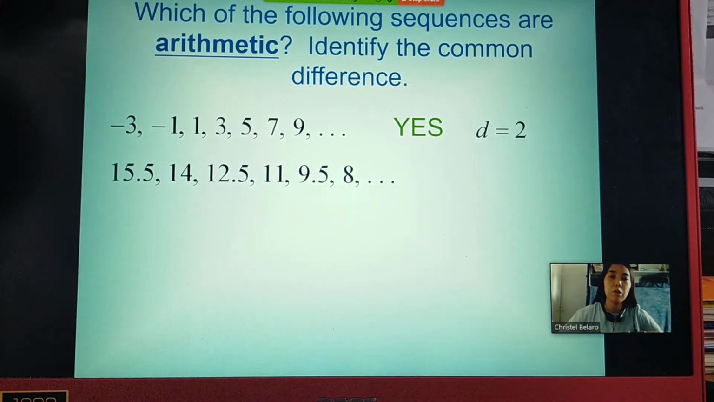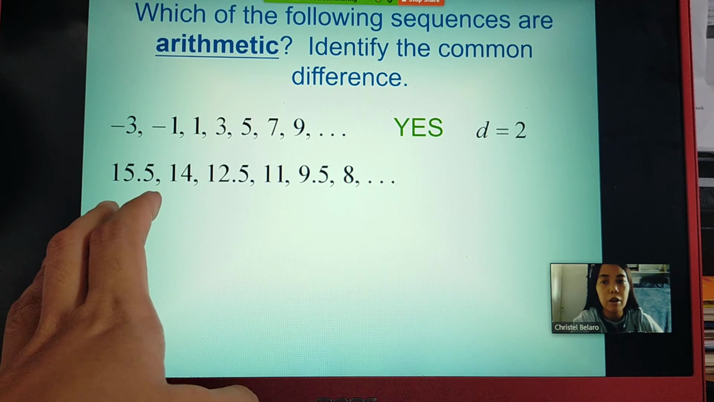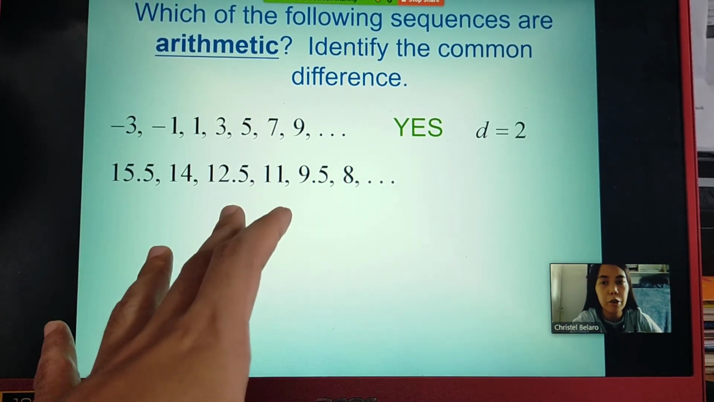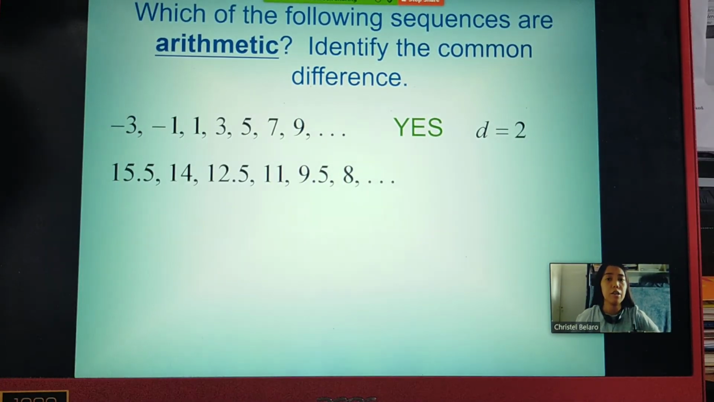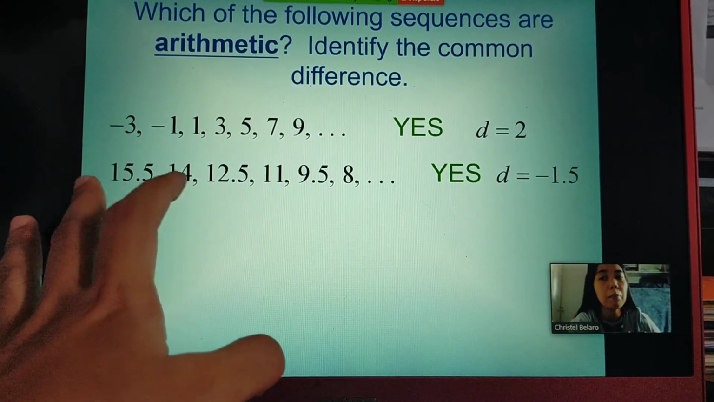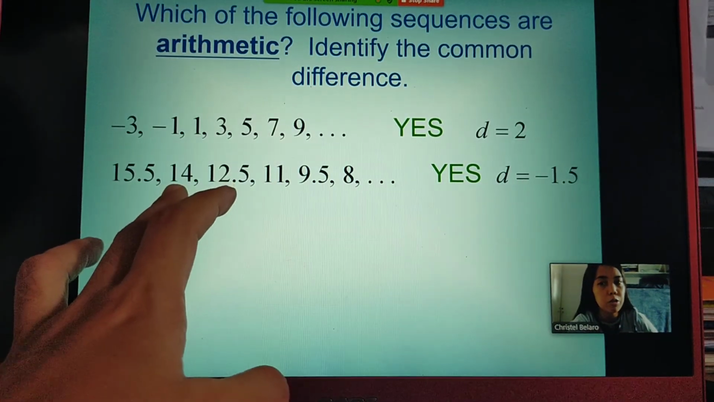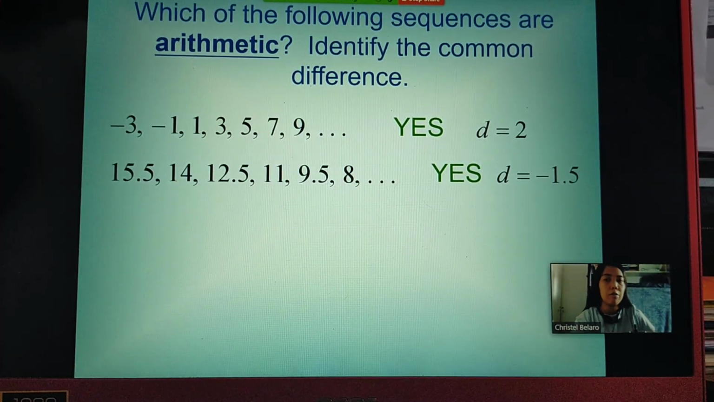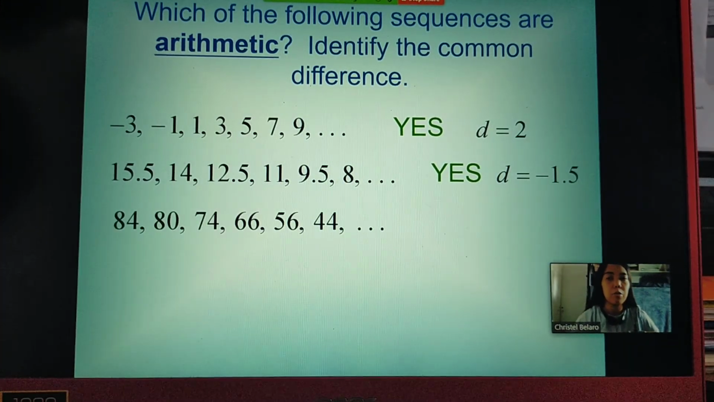Next, how about number 2? Yes. 14 minus 15.5. What is the answer? 12.5 minus 14. Is it an arithmetic? The correct answer is yes. And what is the common difference? It's negative 1.5. So 14 minus 15.5 is negative 1.5. 12.5 minus 14 is negative 1.5. How about this one?